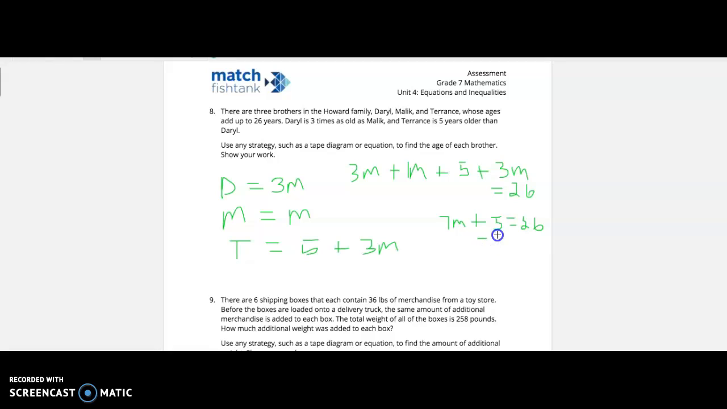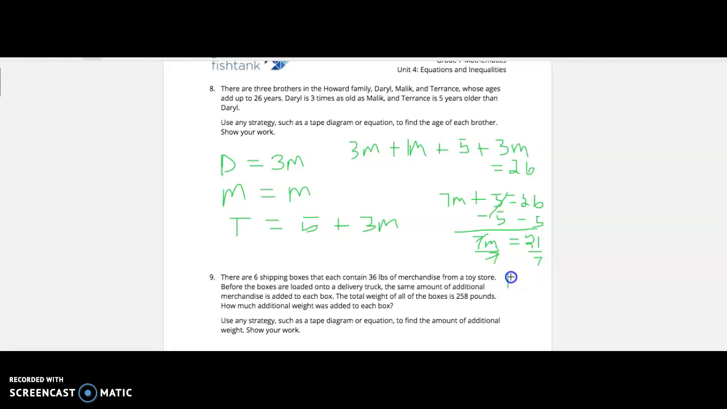And then we can subtract 5 from both sides, which means these will cancel out. You're left with 7M equals 21. Divide both sides by 7. So that means that M equals 3. So we know how old Malik is. Malik is 3.